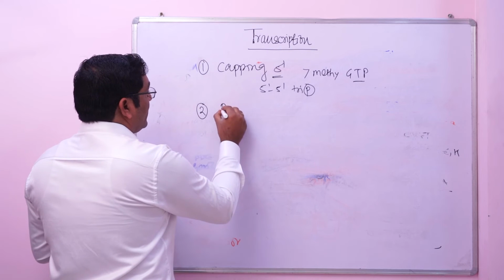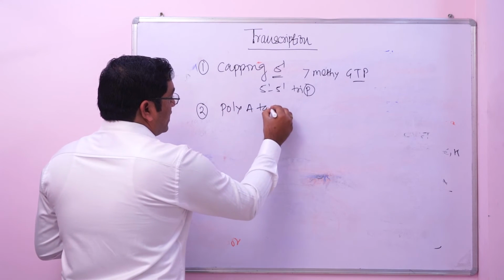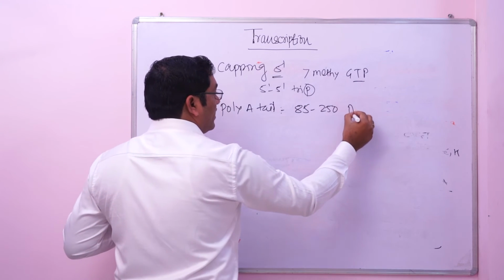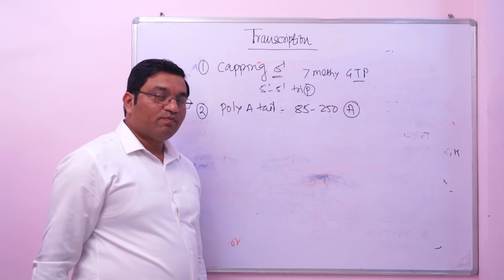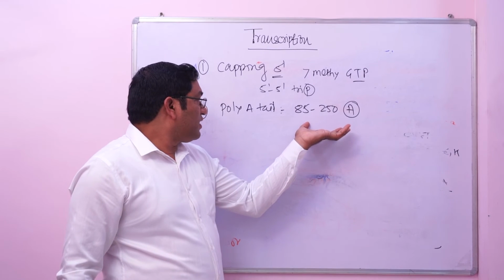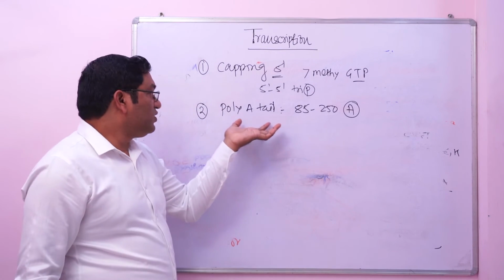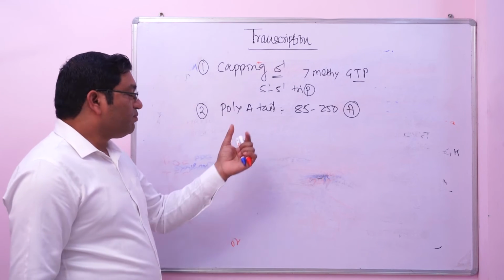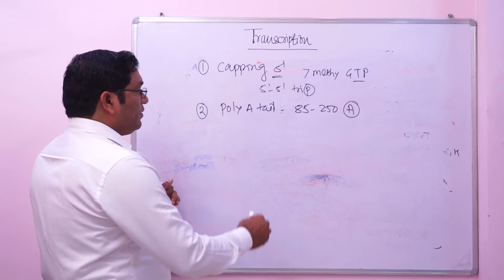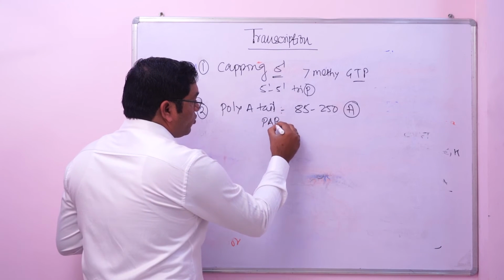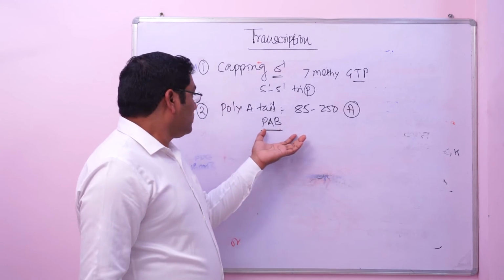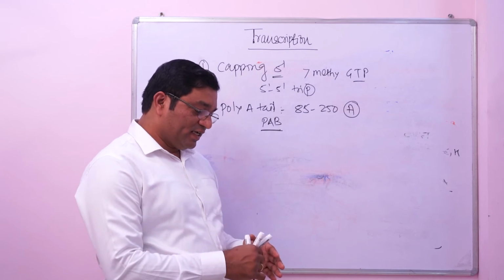Second is the poly A tail. 85 to 250 adenine nucleotides are added with the help of an enzyme, and it gives stability to the RNA and also prevents attack by the exonuclease. It is particularly important for the binding of poly A binding protein, which is important in recruitment of the 40S ribosomal unit to this mRNA. This is the poly A tail.